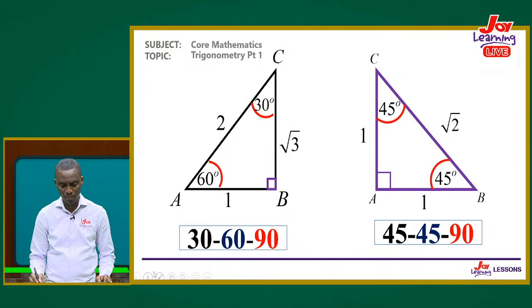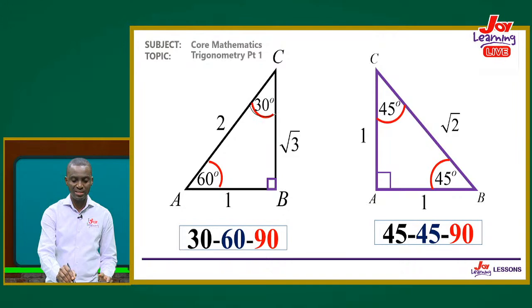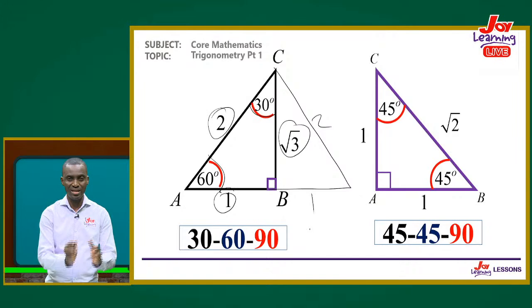So in summary, this is what we have here on the screen. If I want to know 30 and 60, then I should have 2, 1, root 3. Because when it goes this way like we did, here could be 2 again, here will be 1, but I've taken halfway through that equilateral triangle. Then if you take the isosceles right angle triangle, these two are equal, and we get our 45.